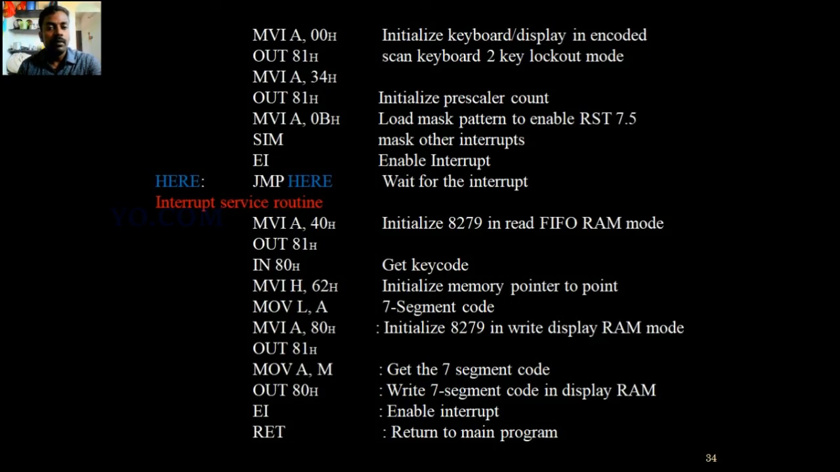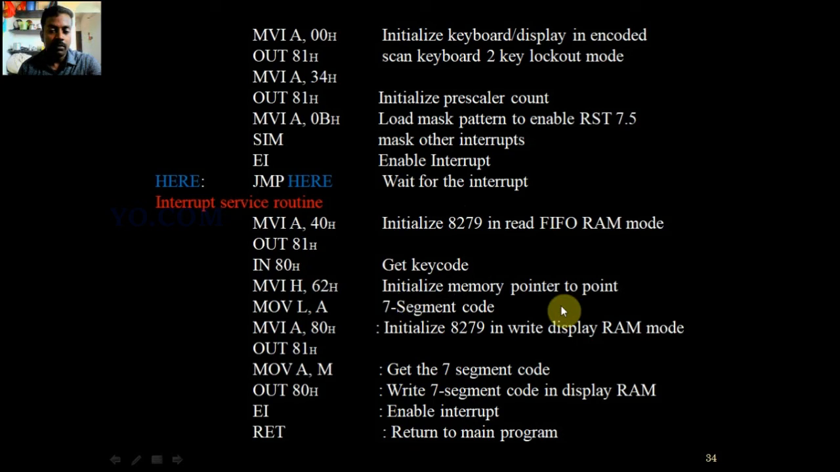So, the program for the keyboard and display interface. Initialize the keyboard and display controller, then OUT 81 means the scan keyboard lockout mode. Then load the count and mask pattern to enable RST 7.5, that is the interrupt. Then SIM masks the interrupt, then enable interrupt, then jump here and wait for interrupt. Initialize the 8279, read first RAM mode, that is 40, OUT 81. Then get the key code, IN 80.